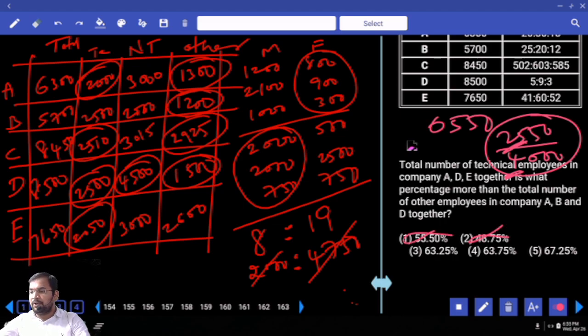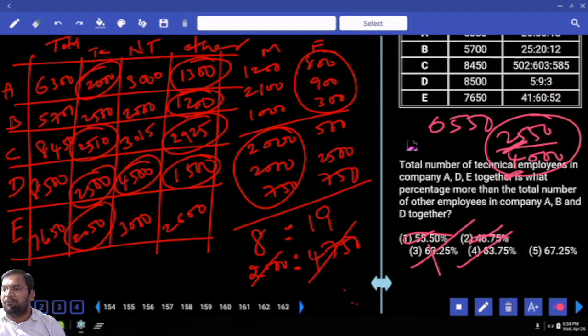Very close to 60, but how many options are there? So many options. Don't worry. 4 sixes are 24, remainder is 15. 4 threes are 12, remainder is 1. 1 by 4 is 0.25. Your answer is 63.25. 4 sixes are 24, remainder is 15, 15 by 4 is 3.75. 15 by 4 is 3 and 3 by 4, which is 3.75.